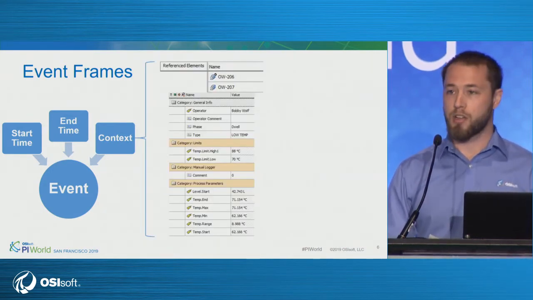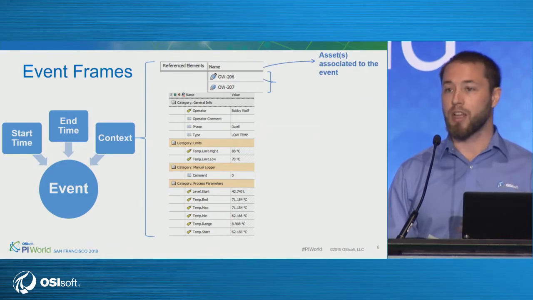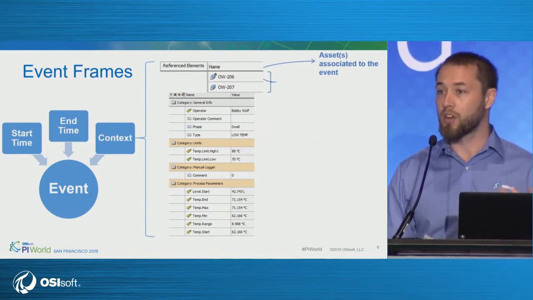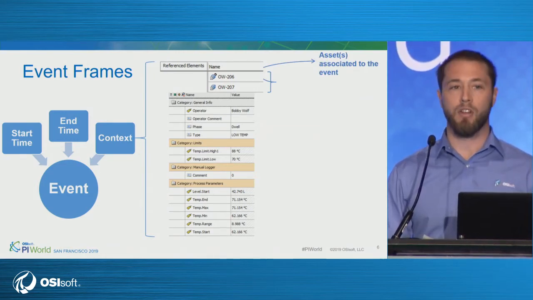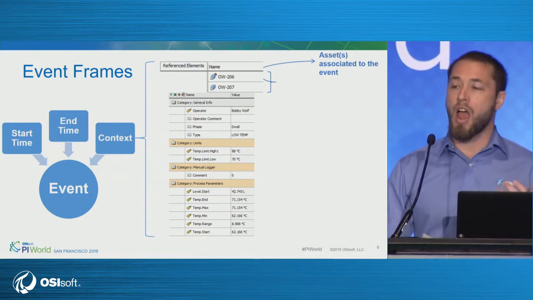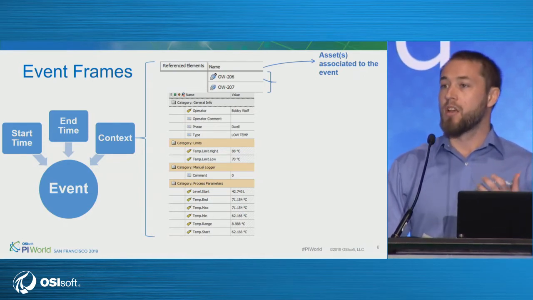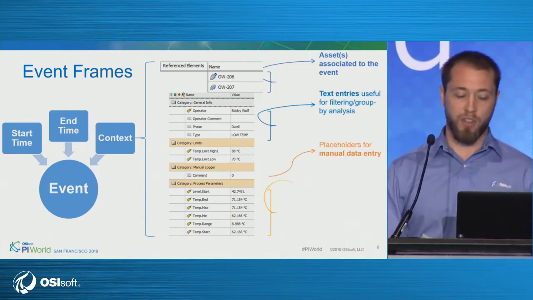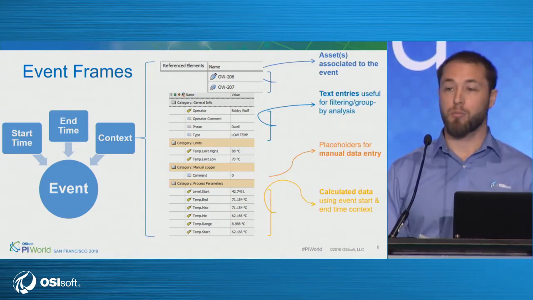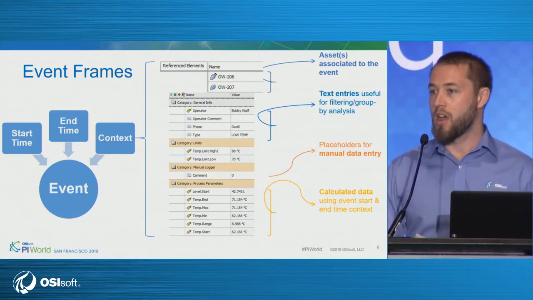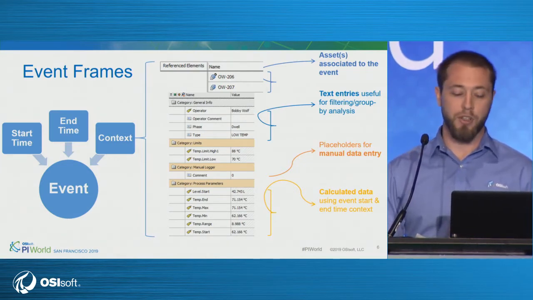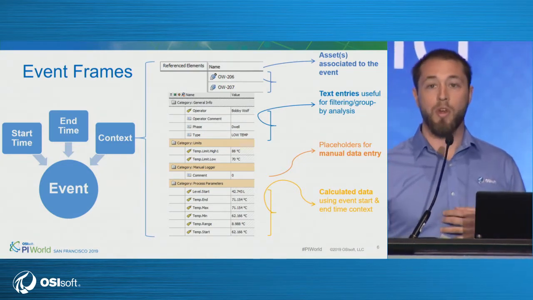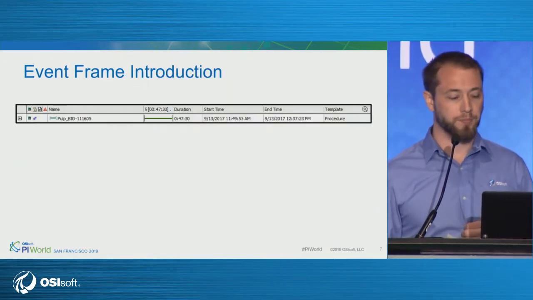When we first talk about context, we talk about the asset related to the event frame. This is the piece of equipment that's inherently related to the event frame. After we discuss the asset, the next important thing are the event frame attributes, and these are a number of different things. Text entries, placeholders for manual data entry, and more commonly what we see is customers utilizing calculated data with the event frame context.